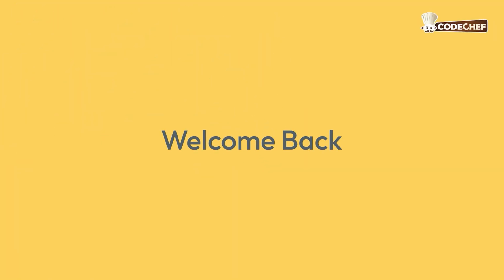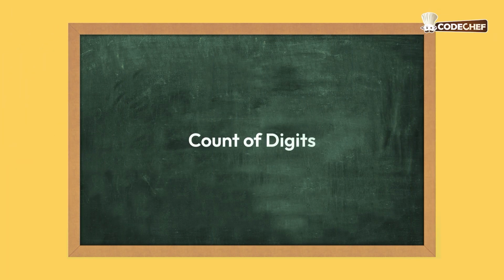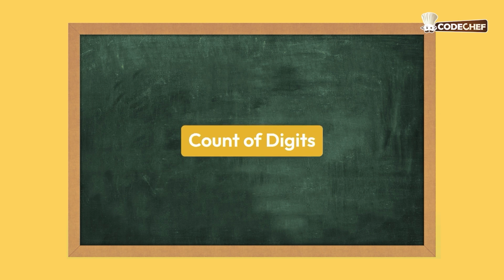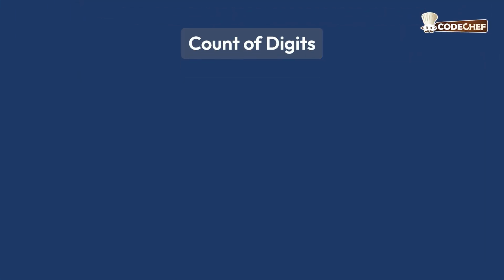Hey, welcome back. In this video, let's learn how to count the digits in a number. This is a bit tricky, but the method is to keep dividing the number by 10 until it becomes 0. Let's unwrap this and see what exactly happens when we divide a number by 10.